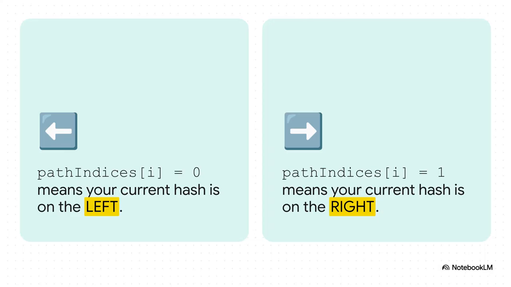Now, our guide for this climb is that path indices array we talked about, and honestly, it's just a simple map. At each level of the tree, the code looks at the next number. If it's a 0, that means our current spot is on the left. If it's a 1, we're on the right. Simple as that. This is what tells the code how to combine the hashes at every single step.